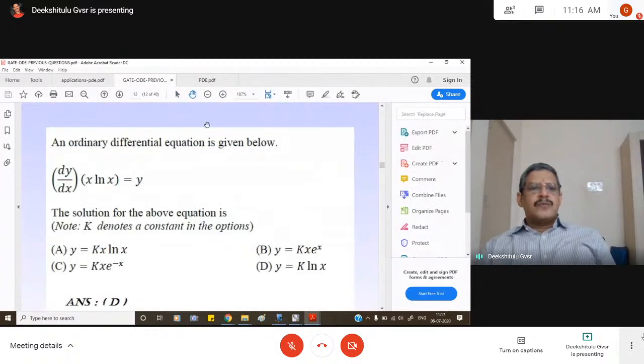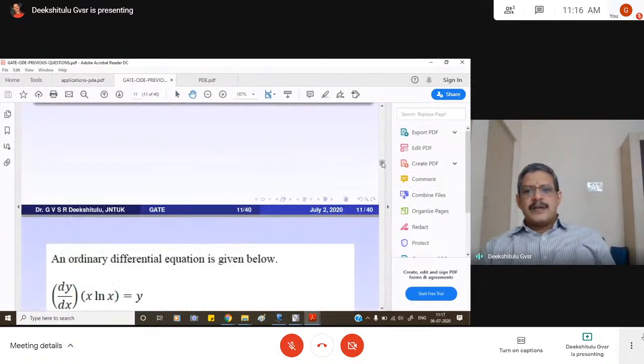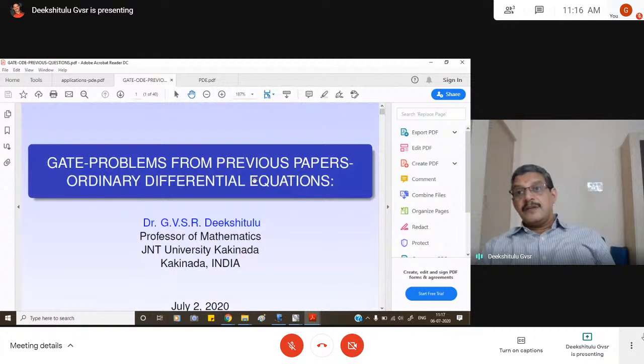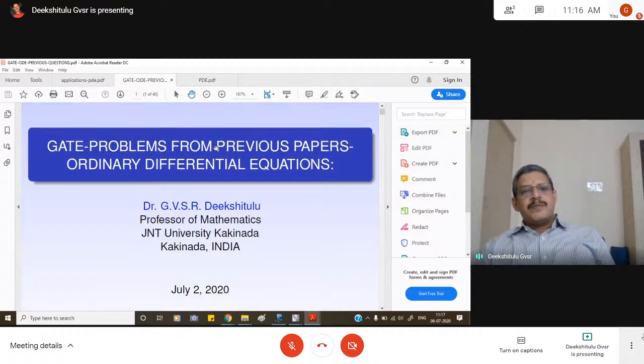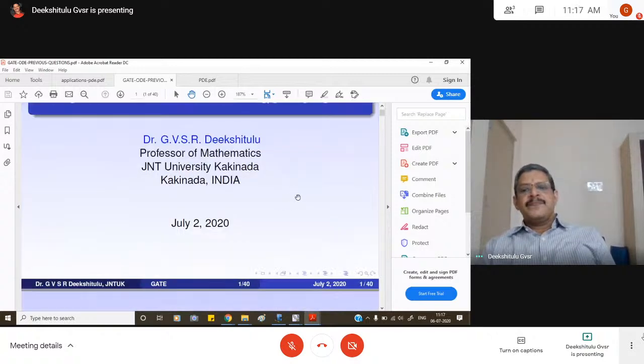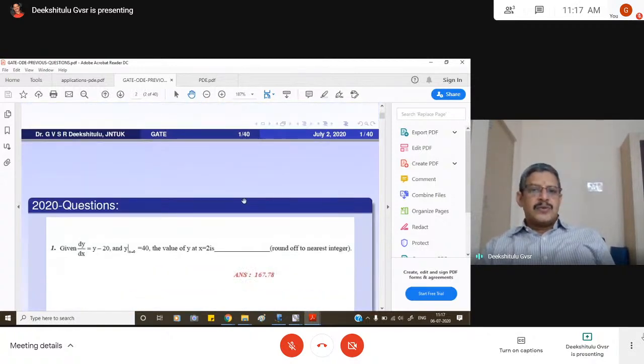Now we'll go to the previous question papers on differential equations. Ordinary differential equations also we have discussed some problems, but we have not discussed old questions, questions asked in the previous GATE examinations. Let us see GATE problems from various previous papers on ordinary and partial differential equations. We will solve them first, then we will go to the next topic, numerical methods.